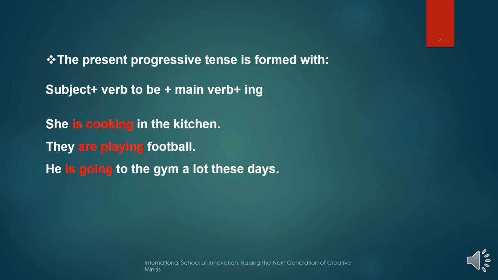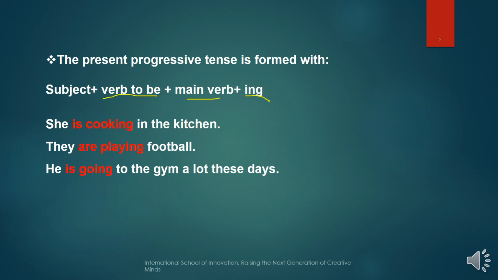Now let's talk about the form of the present progressive tense, and pay attention here, this is very important. The form means how to write a verb. How do I write the verb? I write the verb by writing the verb to be: is, am, or are, plus the main verb plus ing. So definitely in every progressive verb, you have to write the ing form of the verb.